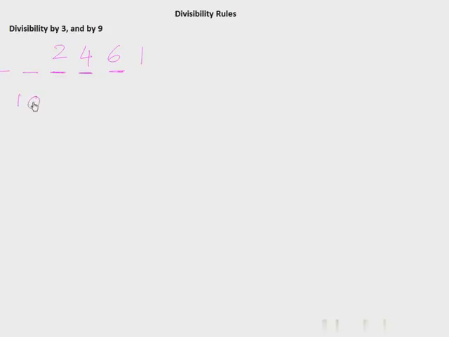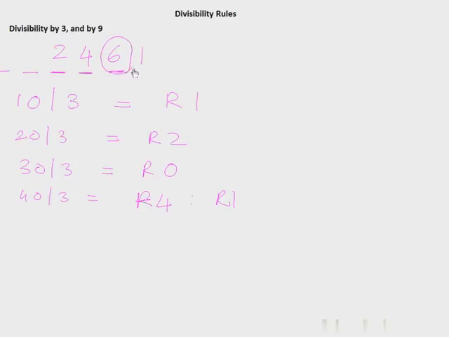So, is 10 divisible by 3? 10 divided by 3 gives me a remainder of 1. Therefore, 20 divided by 3 would give me a remainder of 2. 30 divided by 3 would give me a remainder of 0. 40 divided by 3 would give me a remainder of 4, which is a remainder of 1 because I further divided. So, the number in the tens place is reduced to its units. That is, if it's 60, then the remainder is 6, right? Because for each 10 in 60, I'm getting a remainder of 1. So 60 itself will give me a remainder of 6, which will finally become a remainder of 0.